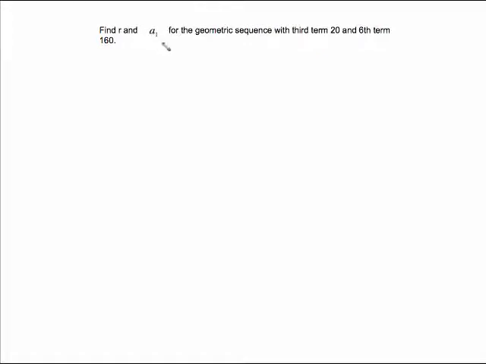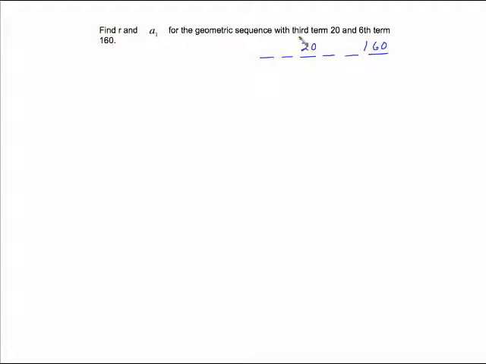Find R and A sub 1 for the geometric sequence with the third term of 20 and the sixth term of 160. The book way on this is to do two equations and then solve them, like with elimination. What I like to do instead is to lay out a couple blanks. The third term is 20, so I have blank, blank, 20, and then the fourth, fifth, sixth term is 160. So I want to find the R and the A1 for this.